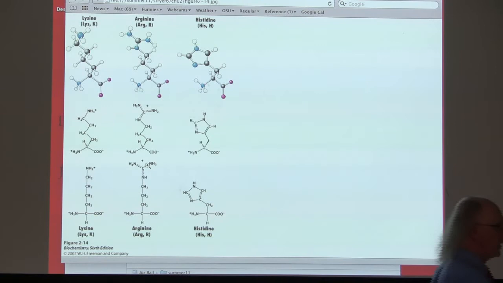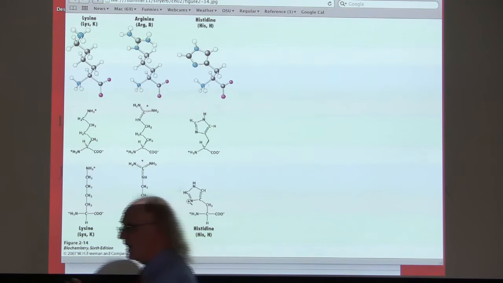But as you can see, it's a resonant structure. The charge is shared. Histidine, the third one, can gain an extra proton. It gains a proton right there where I have that plus sign. And when it does that, it becomes positively charged. Each of these guys can gain or lose a proton in their R group.